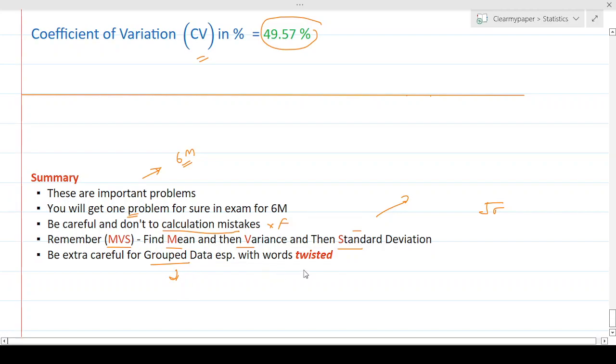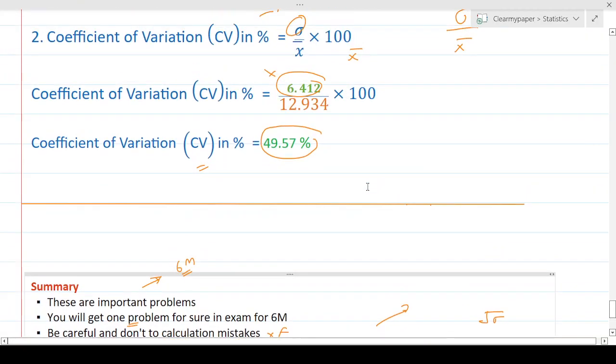And also watch for twisted words like marks below or marks above and stuff like that, which will help you define the class interval and also change the frequency, because you should not count the frequency more than once for the students, because that will create confusion.